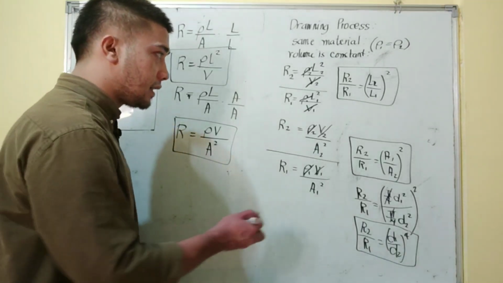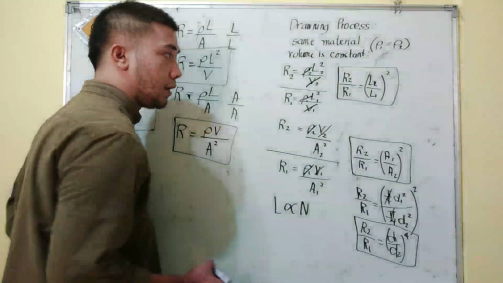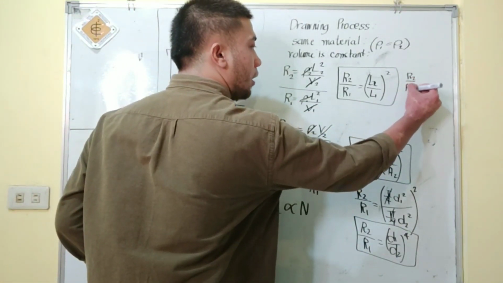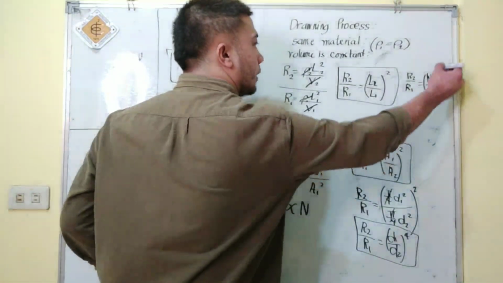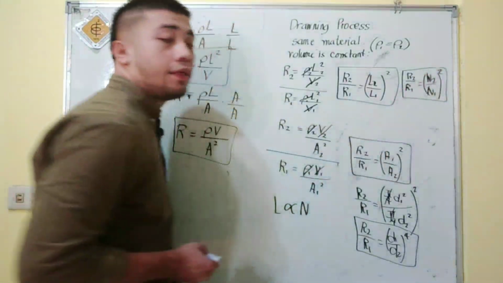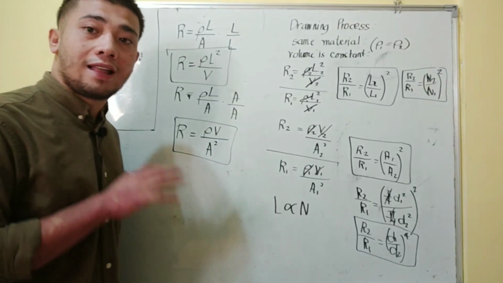Take note that the length is directly proportional to the number of turns. Therefore, we can also say that R2 over R1 is equal to N2 over N1 squared. This is the formula for the resistance in terms of number of turns. So, that is for the same material.